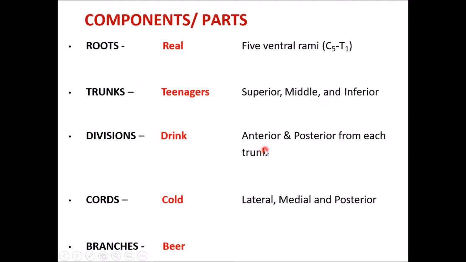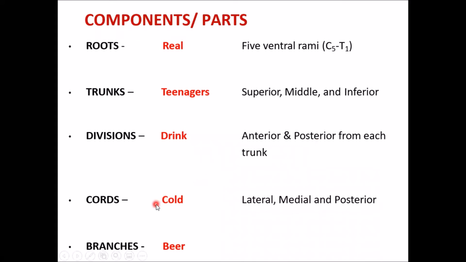Then there comes divisions. Each trunk gives anterior and posterior division. In this way, if there are 3 trunks, then there will be 3 anterior divisions and there will be 3 posterior divisions. Anterior divisions supply the anterior or flexor compartment of the arm, and posterior divisions supply the extensor or posterior compartment of the arm.